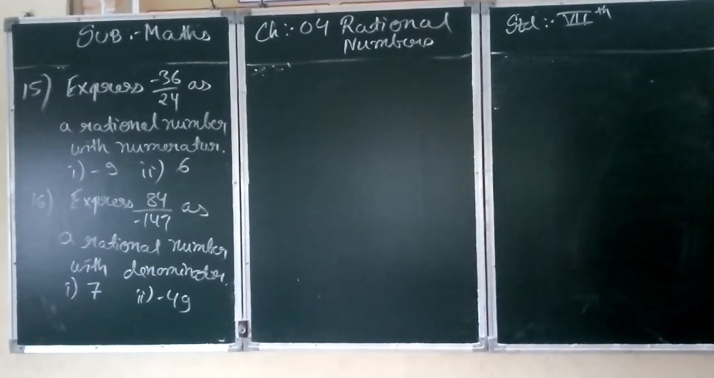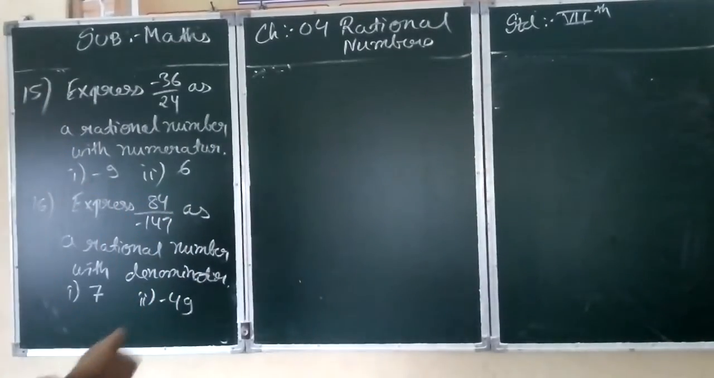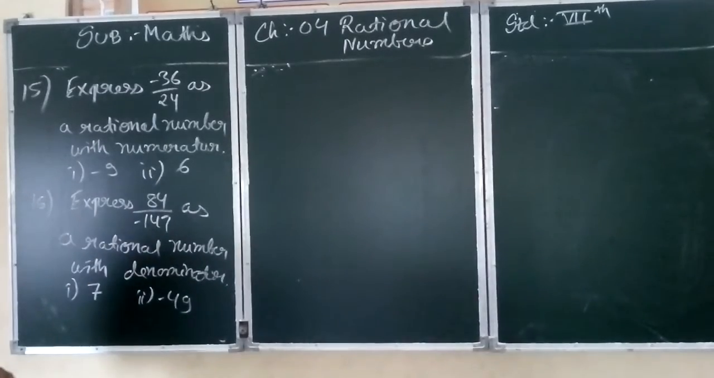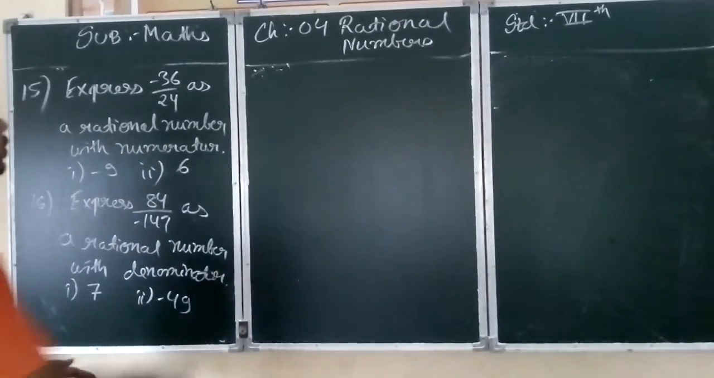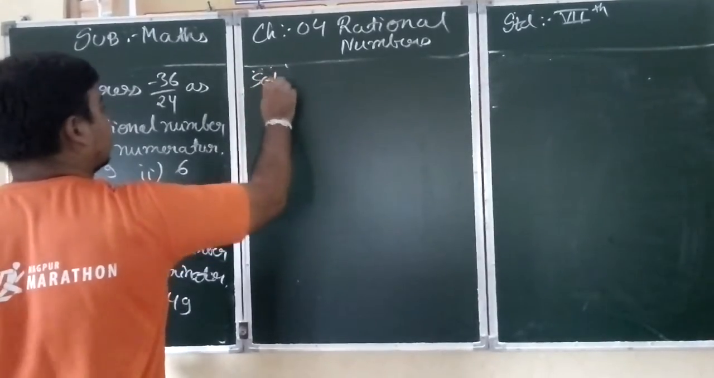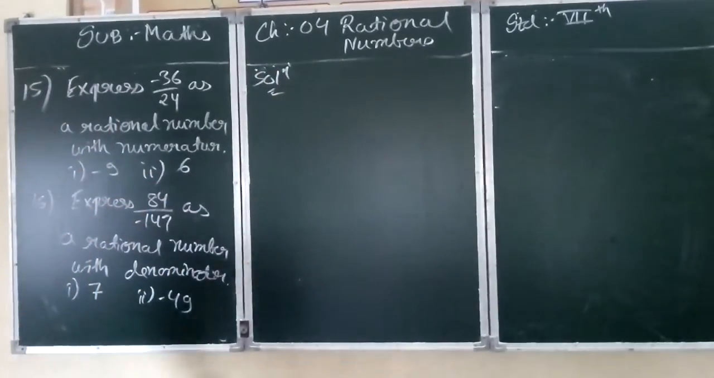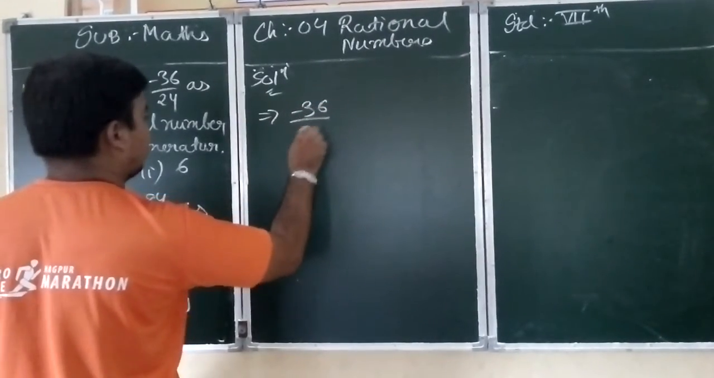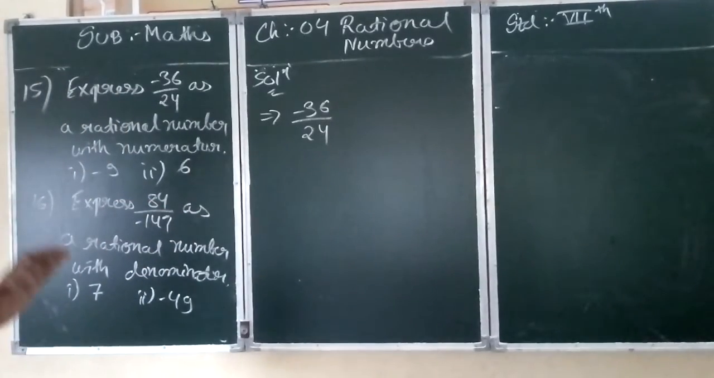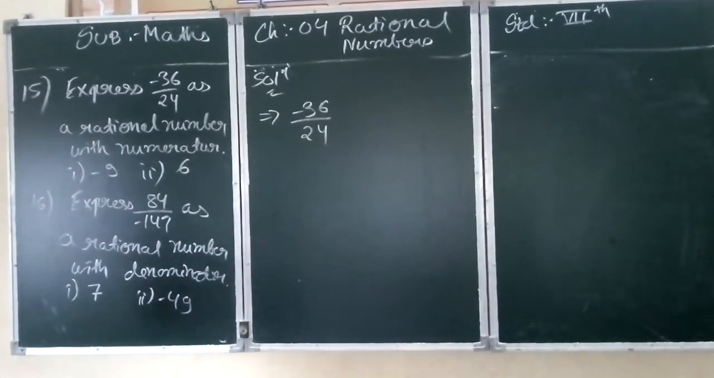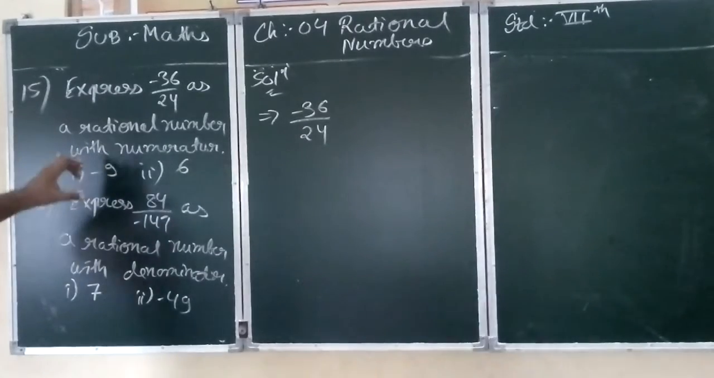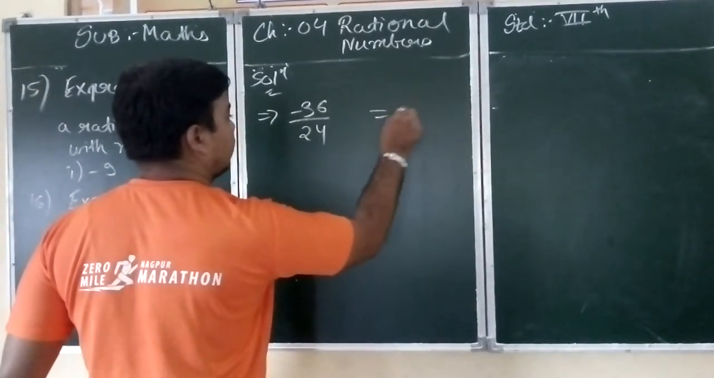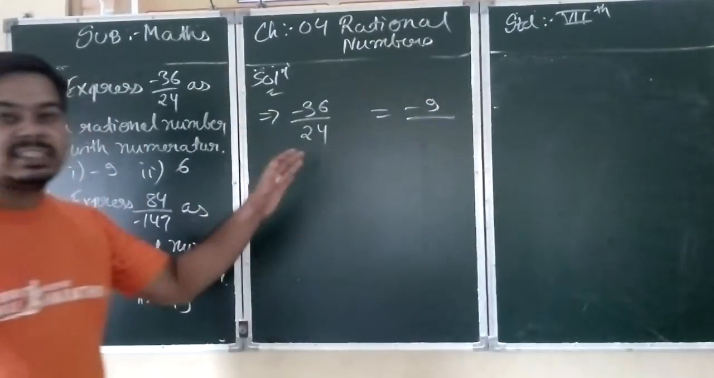So this is question 15. Express minus 36 by 24 as a new rational number with a numerator of minus 9. Here the number is bigger, so we divide. First we write the rational number: minus 36 by 24. They said a rational number with the numerator minus 9. We want the answer minus 9.